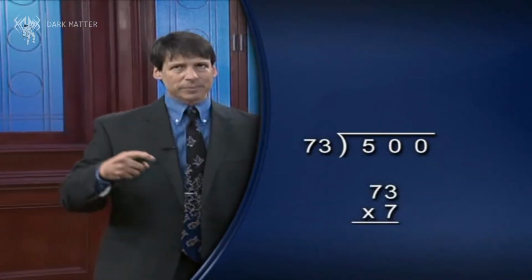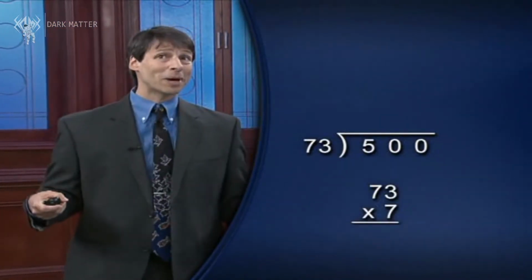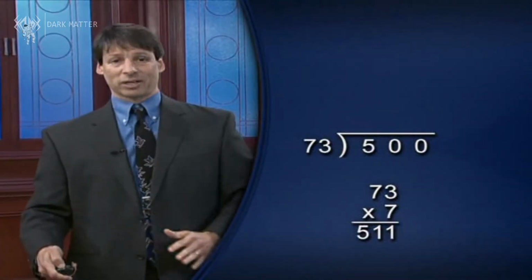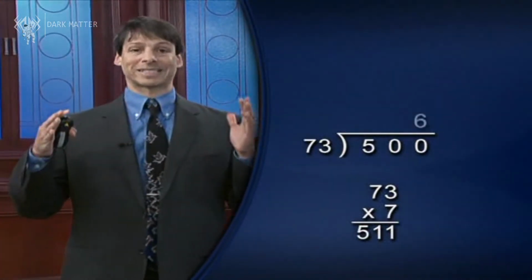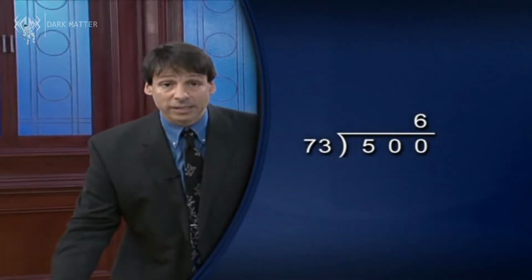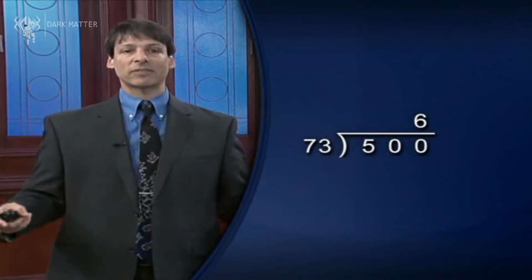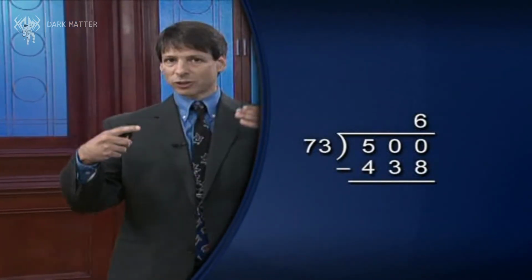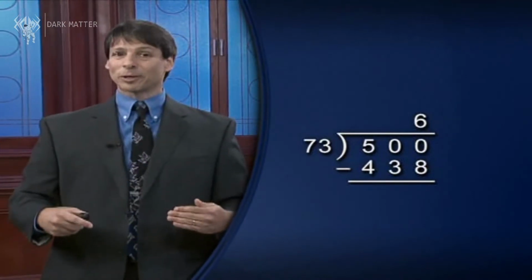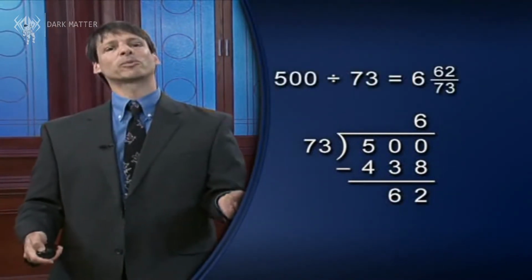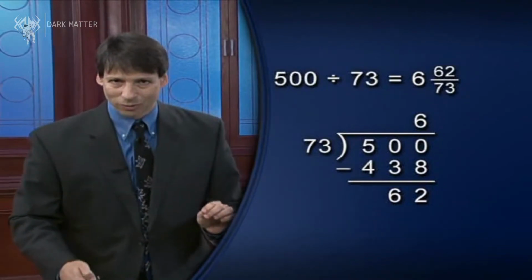But 7 times 73, when we do that 2-by-1, we get 511, which is a little too big. At least we know that our quotient is 6. Okay, so we do 6 times 7, so we can say the 6. We can then do 6 times 73 to get 438. What's 500 minus 438? By complements, we know it's 62. So there's your answer, 6 with a remainder of 62.